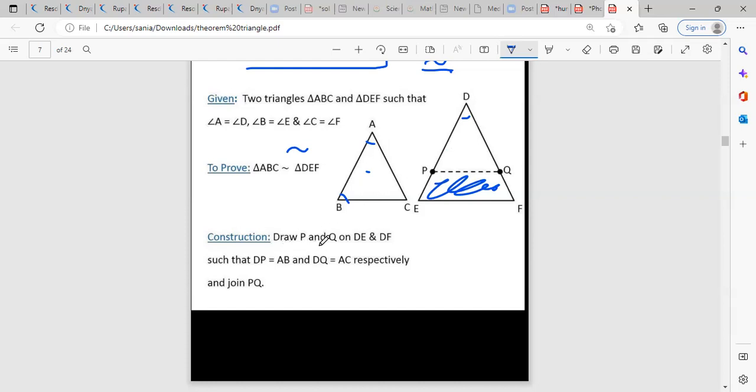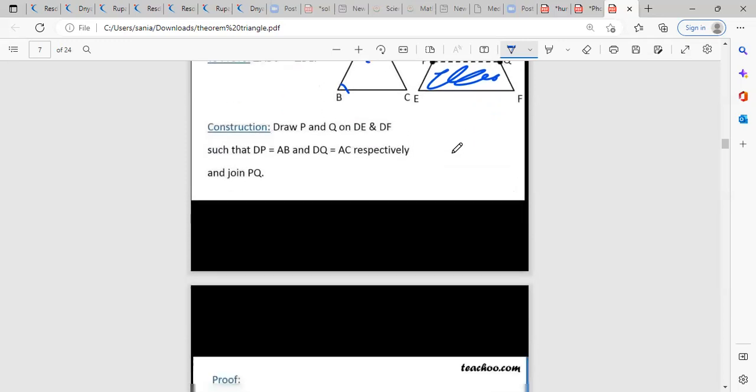So what you did, the construction, is you draw this PQ such that DP is equal to AB, and DQ is equal to AC, and BC is equal to PQ in such a way. Getting the point? Why I draw this is because one was small and one was big. So of course you cannot say that these are similar. By looking itself, you can say they are not similar. So we have to make it somewhere similar. So I made this construction.